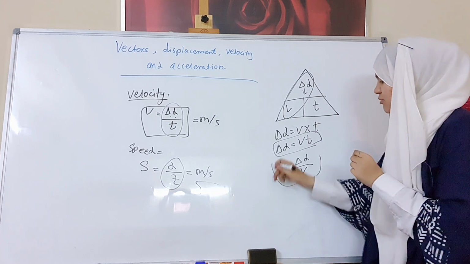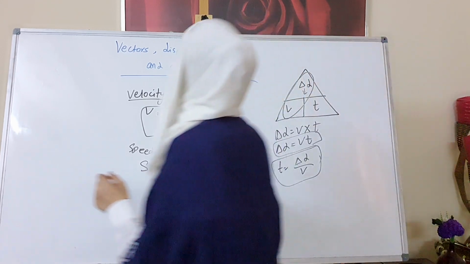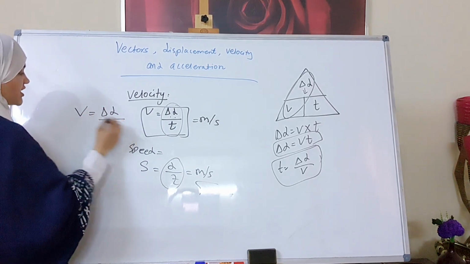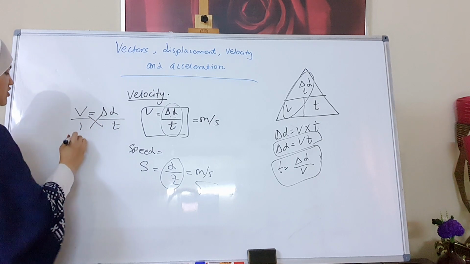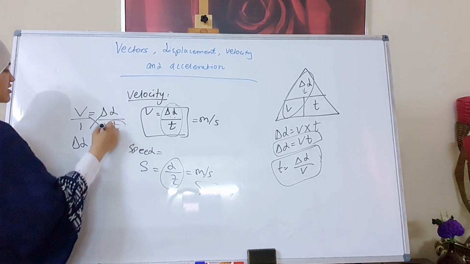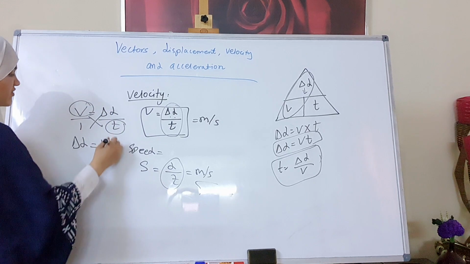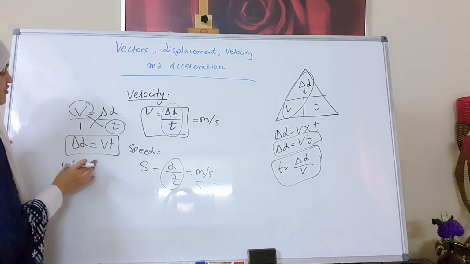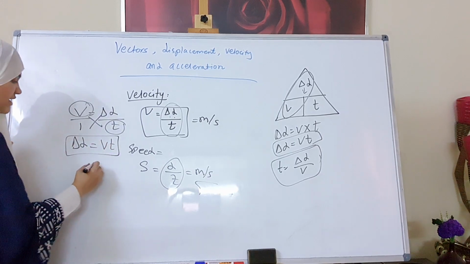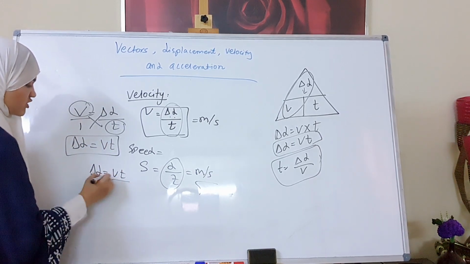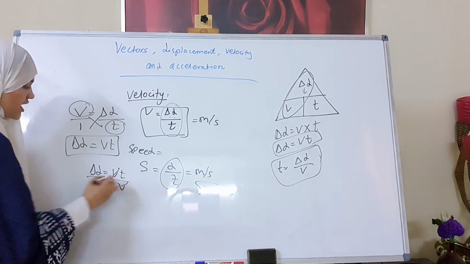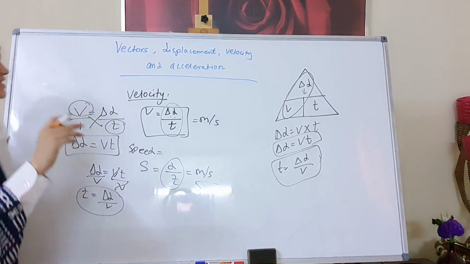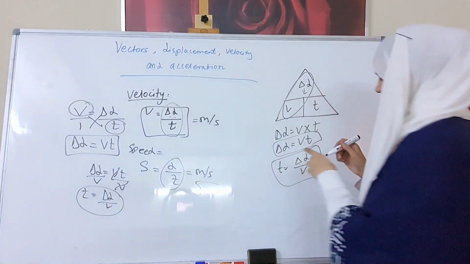How could we be sure about this? By using crisscross on this formula. V is equal to change of displacement over T, here over 1. Then crisscross, that means the change of displacement is equal to T times V, that means Vt. So that means it's correct. For the second one, time, how could we find it? By using this formula again, change of displacement is equal to Vt, then divide both sides by V to find T, so T is equal to change of displacement over V. That means it's correct.